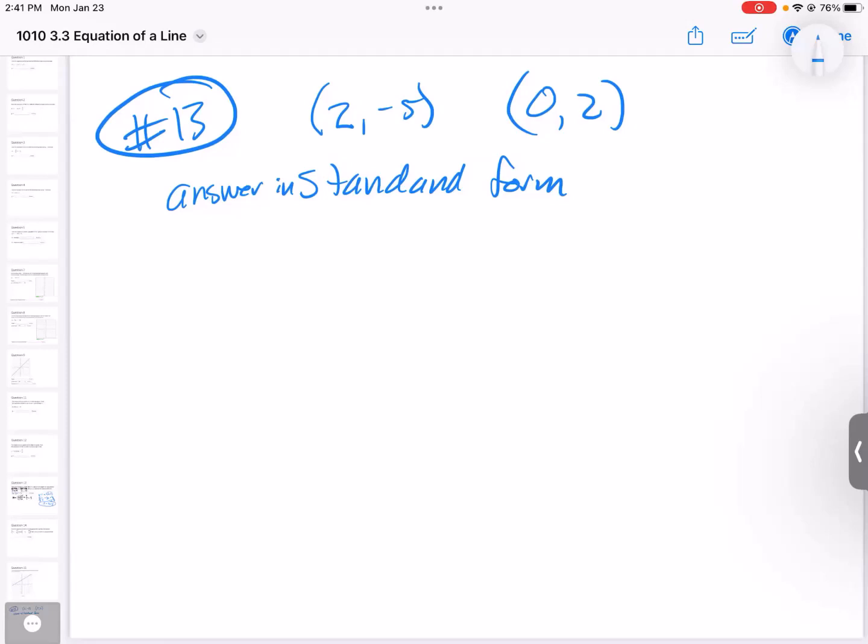And that's just one of the quirks of standard form. Well, I guess I shouldn't say quirks. It's one of the things that makes it standard form.